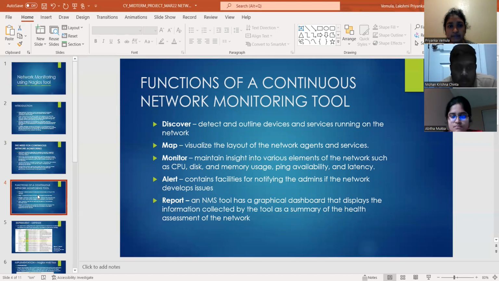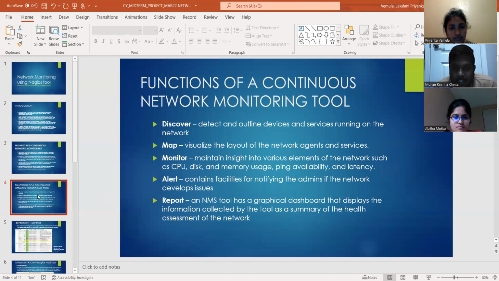Hello everyone, my name is Mohan Krishna, and now I'm going to discuss the functions of continuous network monitoring tools. We have a total of 5 parts. First one is Discover. Discover detects and outlines devices and services that run on the networks. And Maps is useful for the visualizations and layouts of networking agents and services. And Monitor is used to fetch the values which can be easily detected from the devices, like CPU and memory usage, ping availability, and latency.